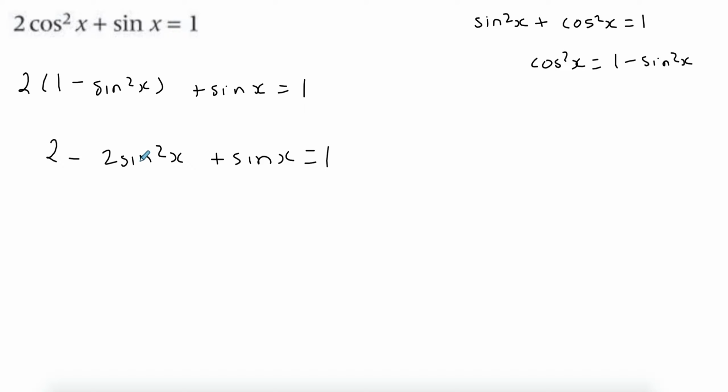So ideally, what you want to do is move things around. I do want to make this positive, so actually I'm going to move everything to the left side. So I'm going to get 2 sine squared x minus sine x minus 2 plus 1, simplify it.